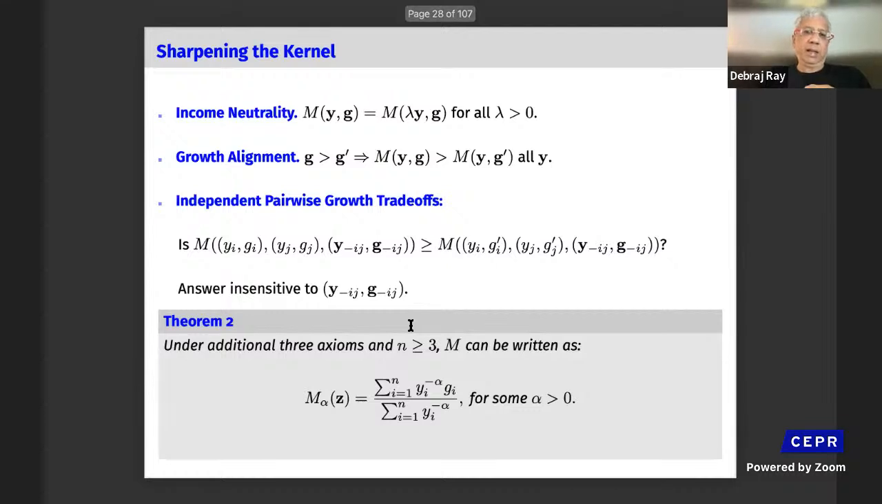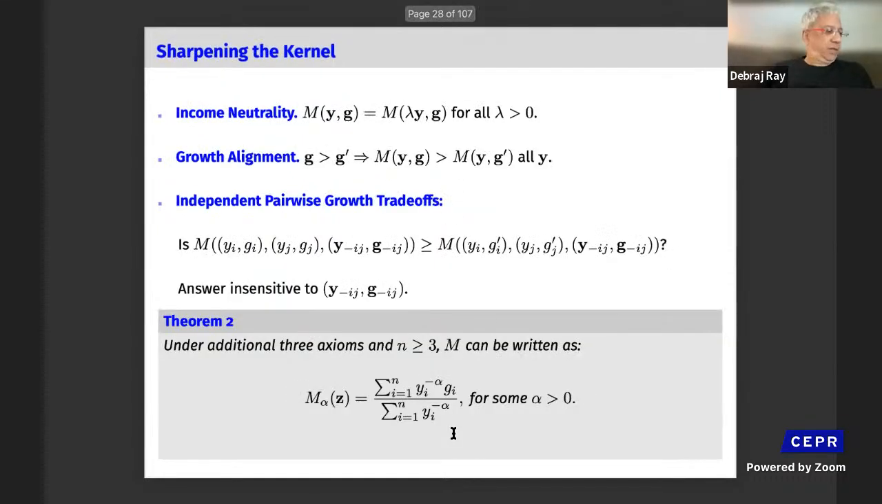And then it turns out that under these 3 additional axioms, and assuming that there are at least 3 people in the society, mobility has to have the form that I've written down at the bottom of the page. So, of course, it's still linear in growth. That was already there from the previous theorem. But in addition, the weights have to take the form of geometric weighting of income for person I, where the exponent is, of course, negative. So alpha is positive, but income is raised to the power minus alpha. So the poorer the person, the greater the weight that she receives. Okay, and the denominator essentially makes the whole thing add up. The sum of the weights adds up to 1.